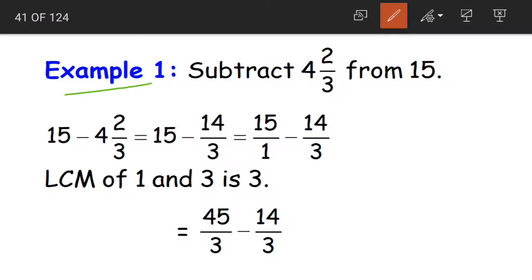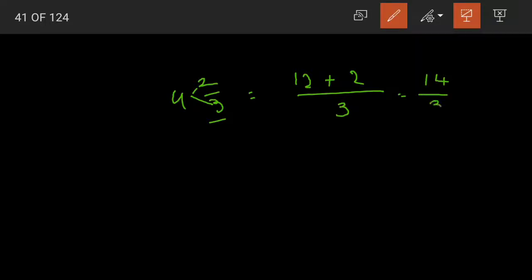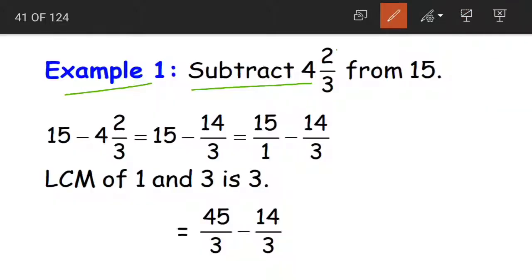We have example 1. Subtract 4 2 by 3 from 15. 4 2 by 3. How to convert it into improper fraction? 3 fours are 12 plus 2 divided by the denominator 3. That is nothing but 14 by 3. So, our 4 2 by 3 is nothing but 14 by 3. We should subtract it from 15. 15 minus 14 by 3.